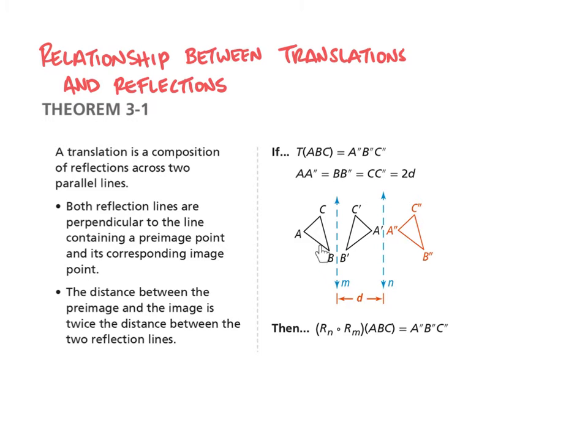So if I was reflecting triangle ABC across line M, then I would have this mirror image of it, A prime, B prime, C prime. But then if I reflect that along the line N, which is going to be parallel to M, I'm back to where my triangle is facing the same way as it was originally. A couple things to note about this. Both of the reflection lines are perpendicular to the line containing a pre-image point and its corresponding image point.